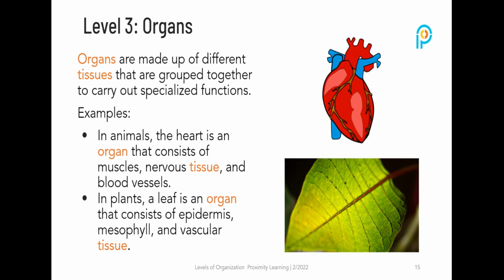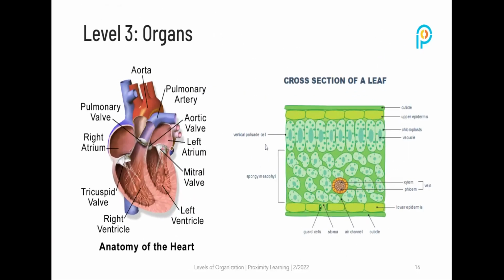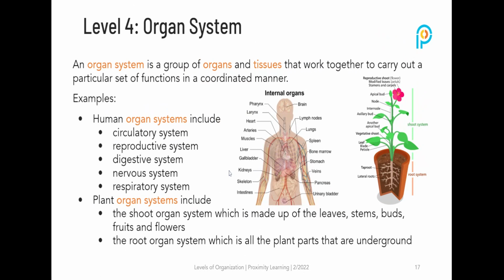Level 3, organs. Organs are made up of different tissues that are grouped together to carry out specialized functions. Some examples: in animals, the heart is an organ that consists of muscles, nervous tissue, and blood vessels. And in plants, a leaf is an organ that consists of epidermis, mesophyll, and vascular tissue. So cells, tissues, organs. And this just gives you some examples of the organs.